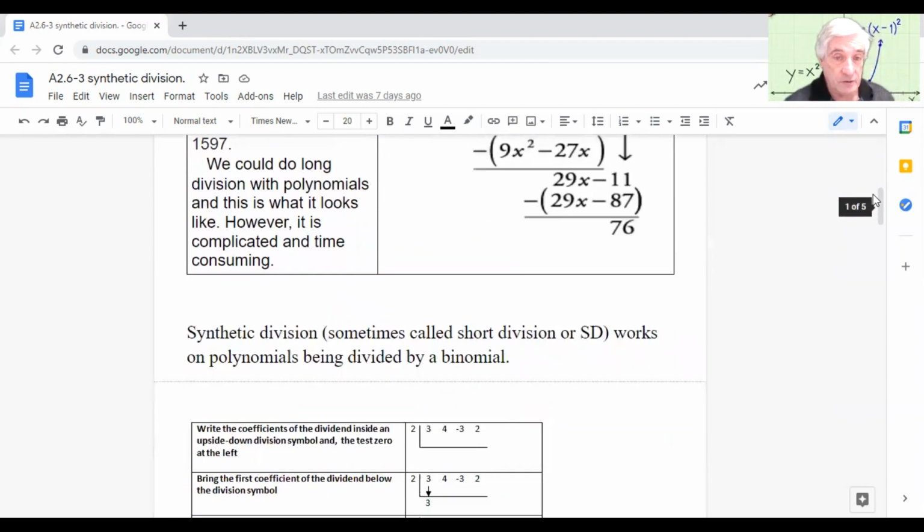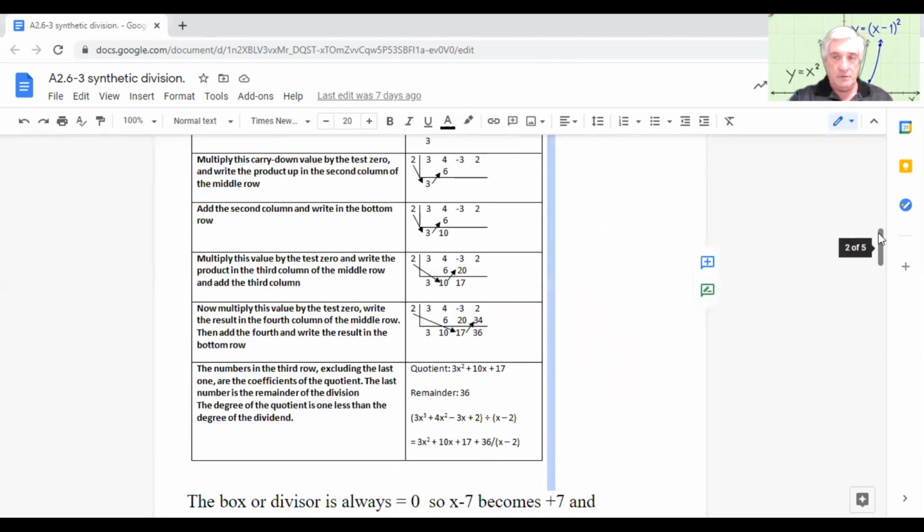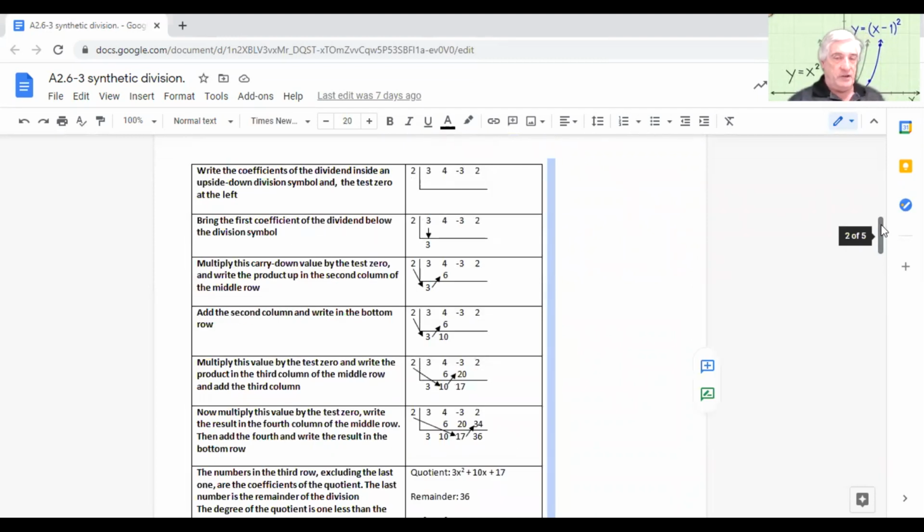Synthetic division works on polynomials being divided by a binomial. And here are the steps. I'm going to leave them here. You write down the coefficients, just the coefficients. You don't have to worry about the x parts. You're going to change the sign of the divisor. If you're dividing by x minus 2, then you change the divisor to plus 2. If you're dividing by x plus 4, you change the divisor to minus 4. We're going to put the divisor out front.